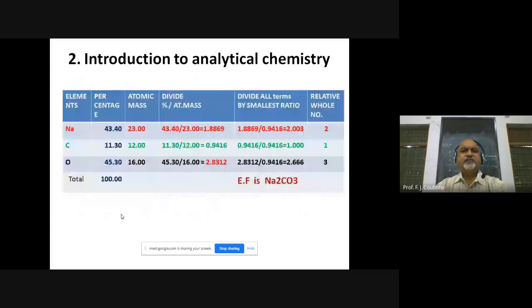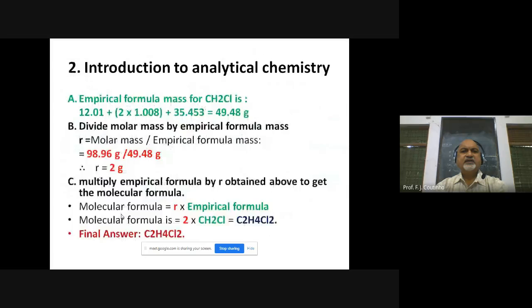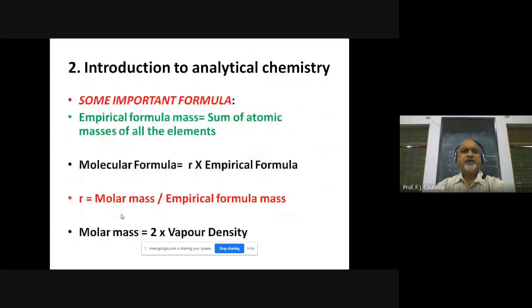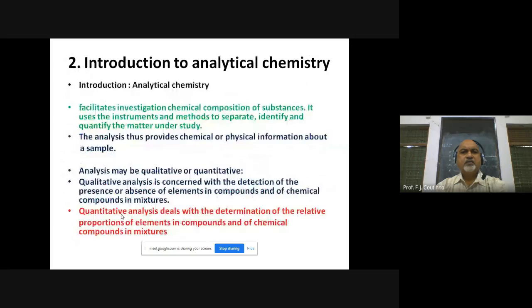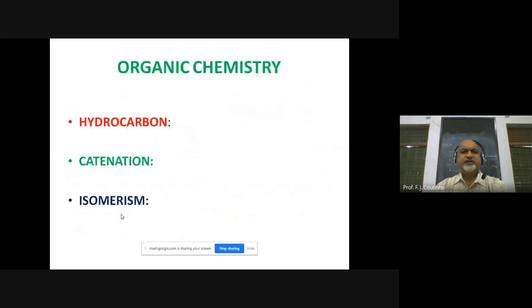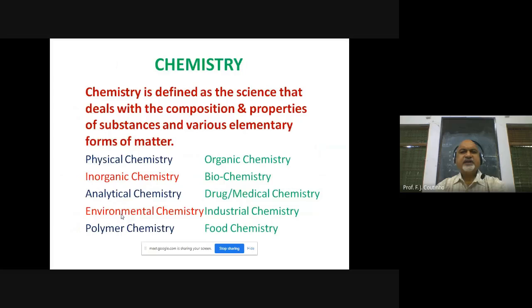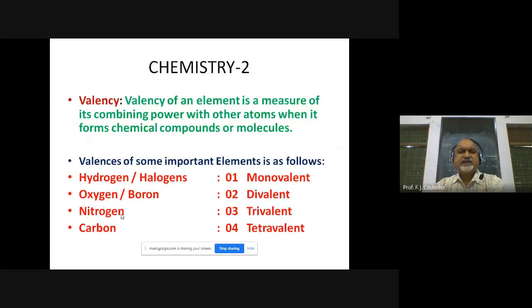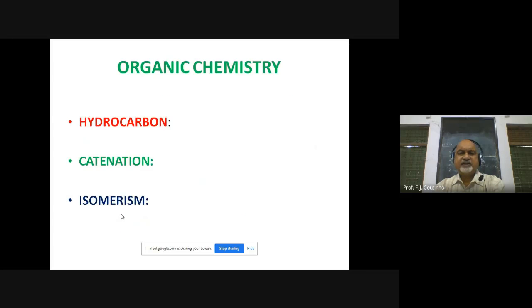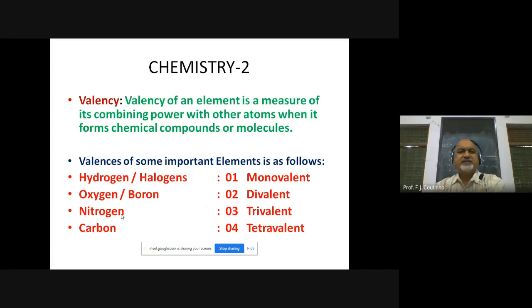We will see what we have studied. So first of all, we have studied what the different branches of chemistry are. Then we have studied valency, how you define valency. Then we have studied different terms, that is hydrocarbons, catenation and isomerism.